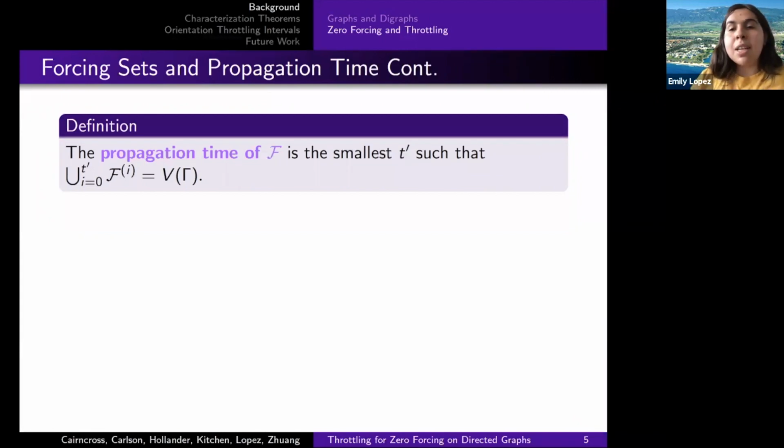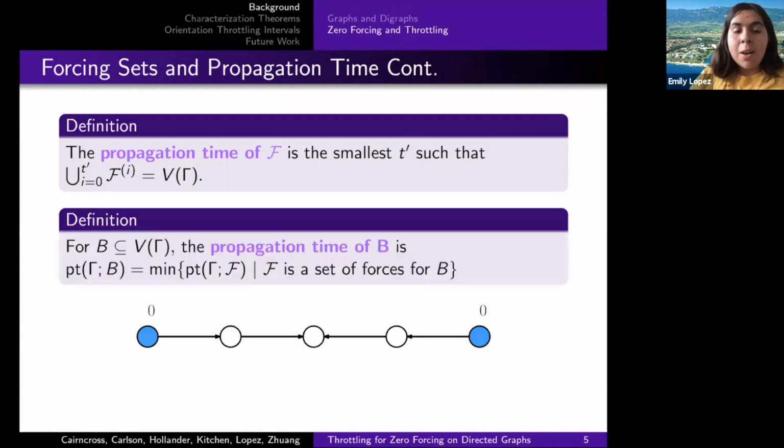This enables us to now talk about the propagation time of a set of forces, which is the smallest amount of time steps needed to color the whole graph blue using a set of forces. However, this is different from the propagation time of a zero forcing set. The propagation time of a zero forcing set is the minimum propagation time over all sets of forces for a zero forcing set. And this is usually achieved when we perform the maximum number of forces at each time step.